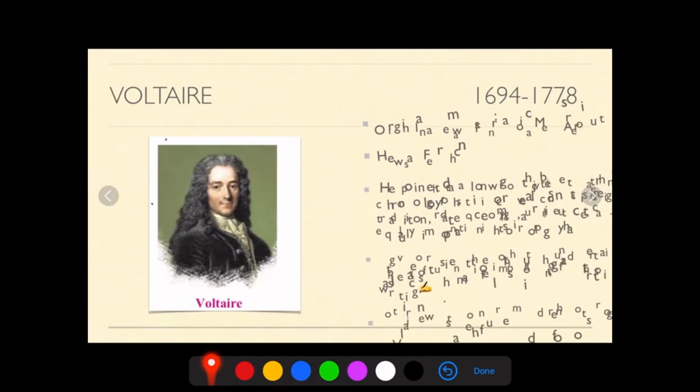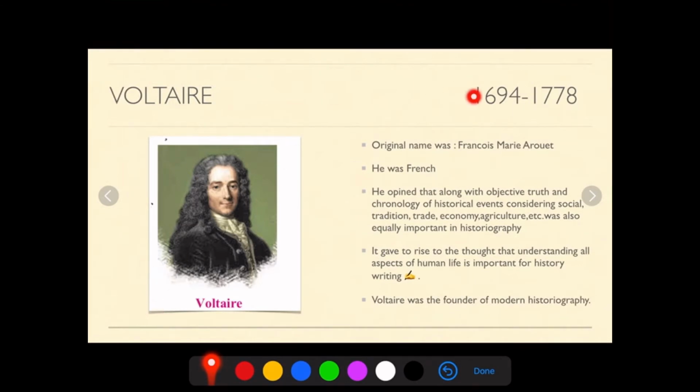Here is the picture of Voltaire, 1694 to 1778. Original name was Francois Marie Arouet. Now if you read this pronunciation word by word, it will be Francois Marie Arouet, but it is not like this. As he was French, he was from France, therefore the pronunciation will go in the same language. Anyways, we will call him Voltaire. It is his pen name. So the pen name of Francois Marie Arouet was Voltaire, and we'll call him Voltaire.